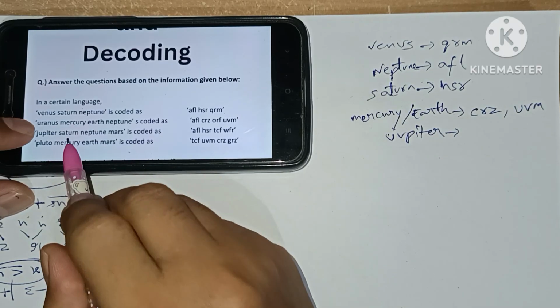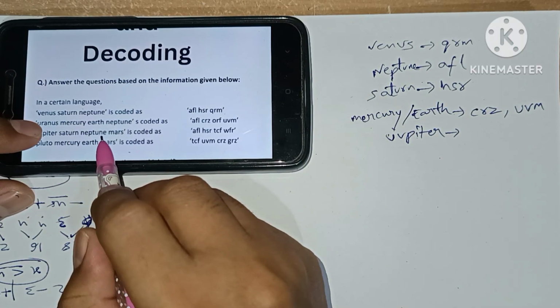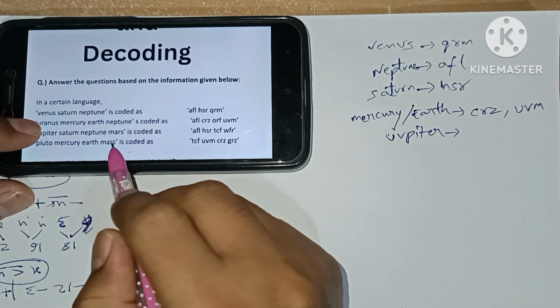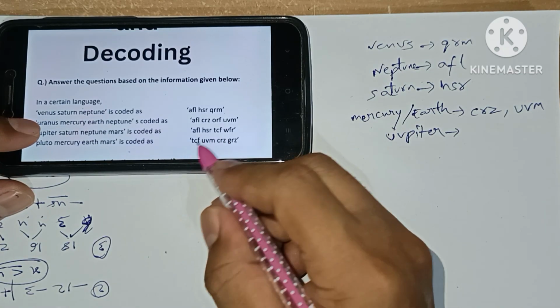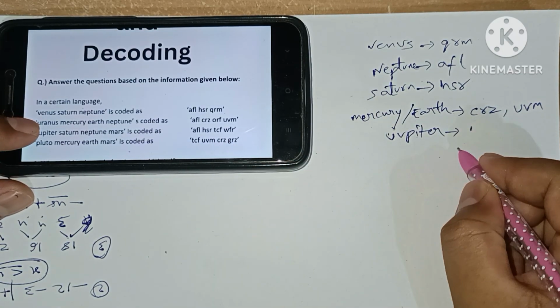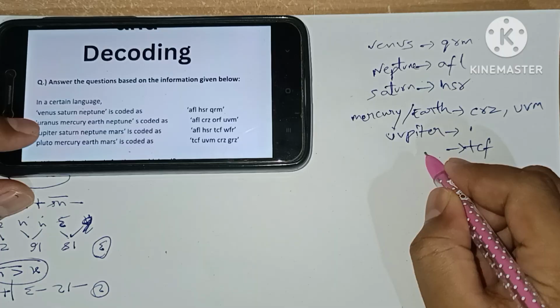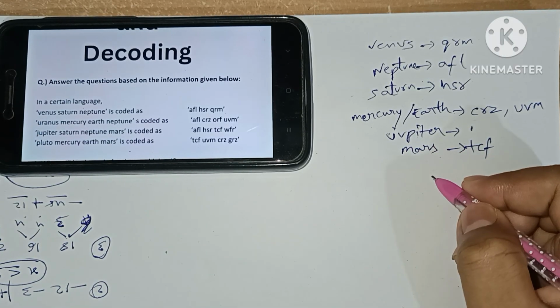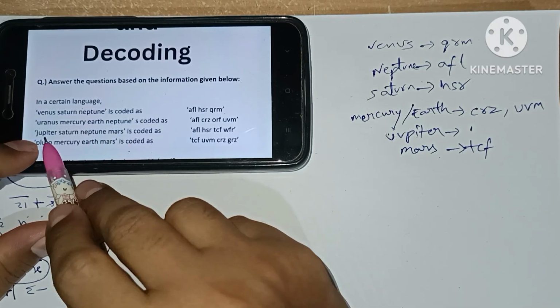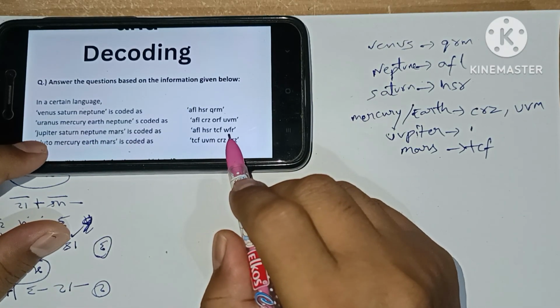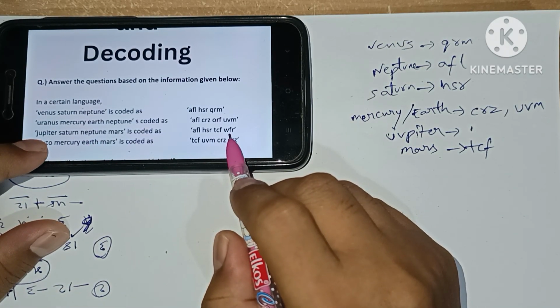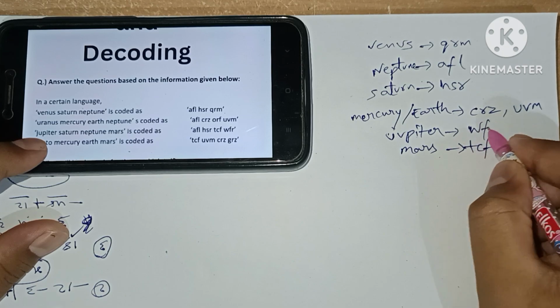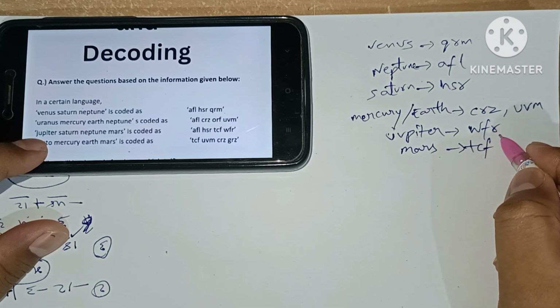We don't know this one. Saturn and Neptune we already saw, and Mars. Mars is common in these two. So the common word, which is TCF, is nothing but Mars. So we have completed all the statements except Jupiter. Jupiter, which is WFR. So WFR is nothing but Jupiter.